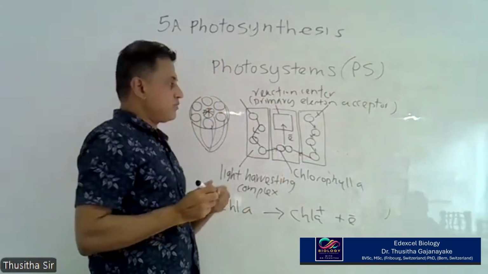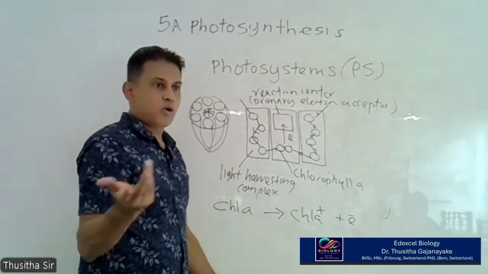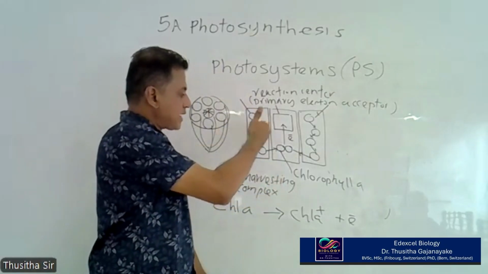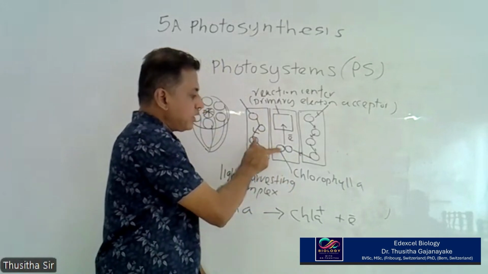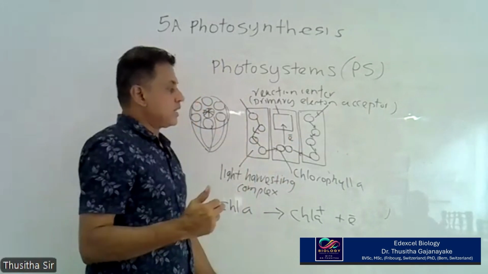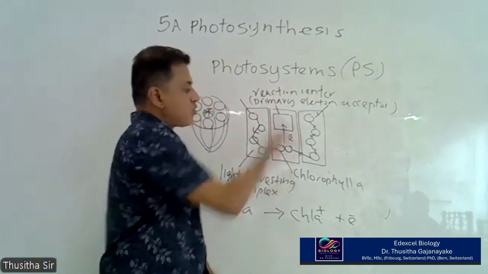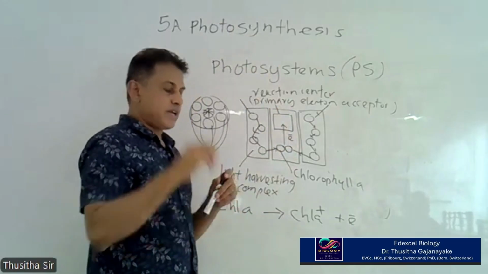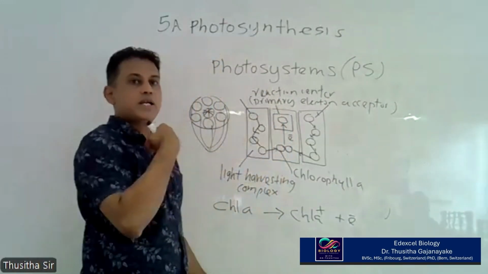So how does a photosystem work now? The light, let's call it a photon. The light energy comes as a photon, and that energy is absorbed by the accessory pigment in the light harvesting complex, and then it moves to the chlorophyll, the main pigment. Chlorophyll A is excited, the electrons are released, and the electron goes to the reaction center. The reaction center has the primary electron acceptor that accepts the electrons.